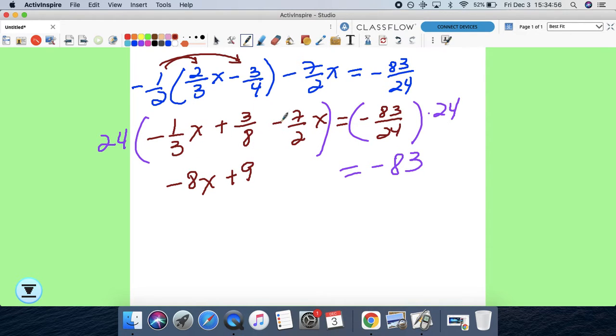And then 24 times negative 7 over 2, 24 divided by 2 is 12. And 12 times 7 is 84. So that gives me 84x. Did I do that right? 24 divided by 2 is 12. Yeah, okay. Looks right. Combine like terms.